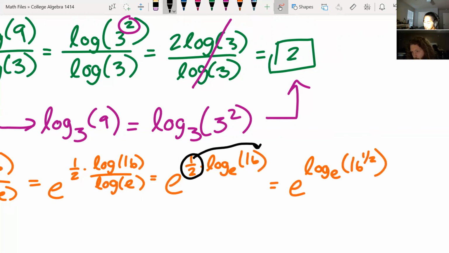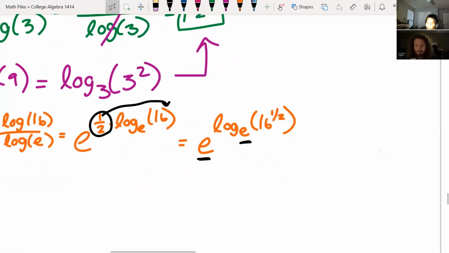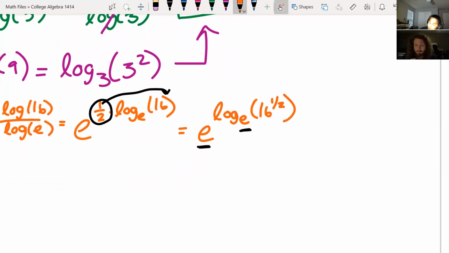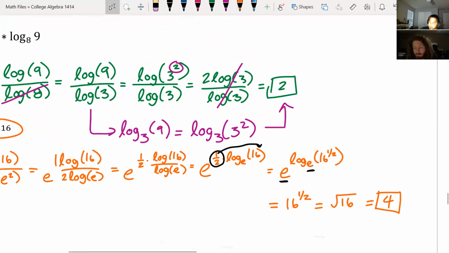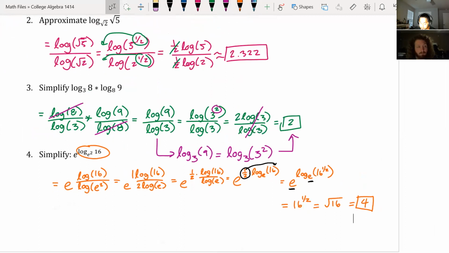And now the magic happens. This base of e and that base of e are exactly the same. They will cancel and leave you with 16 to the 1/2, which is the same as the square root of 16, which is the same as 4. Yee-haw. I told you. It gets crazy.